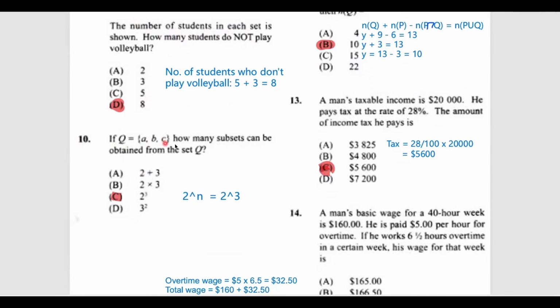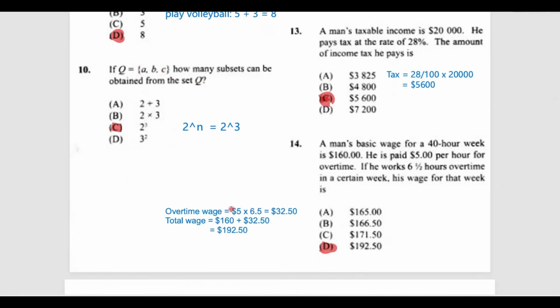Number 10, Q is equal to A, B, C. How many subsets can be obtained from the set Q? The number of subsets is given by 2 to the power n, where n is the number of members. You have 3 members, so it's 2 to the power 3. Okay, so that is C.